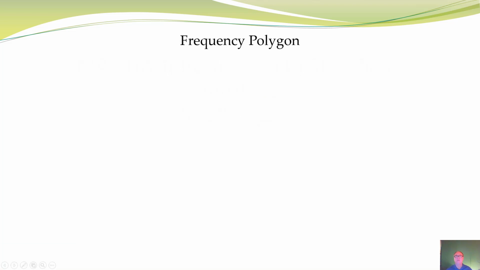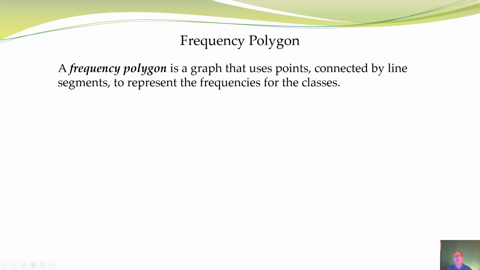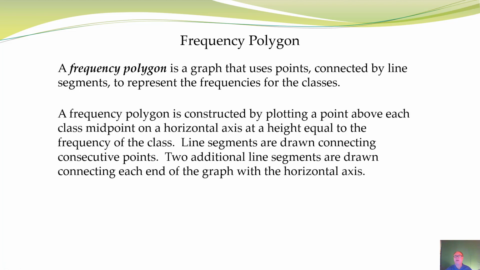Frequency polygon. A frequency polygon is a graph that uses points connected by line segments to represent the frequencies for the classes. A frequency polygon is constructed by plotting a point above each class midpoint on a horizontal axis at a height equal to the frequency of the class. Line segments are drawn connecting consecutive points. Two additional line segments are drawn connecting each end of the graph with the horizontal axis.